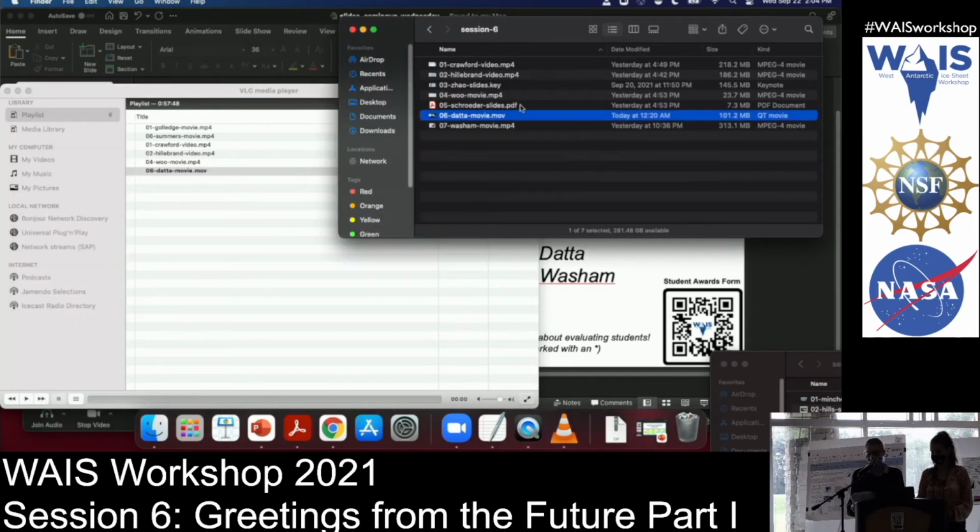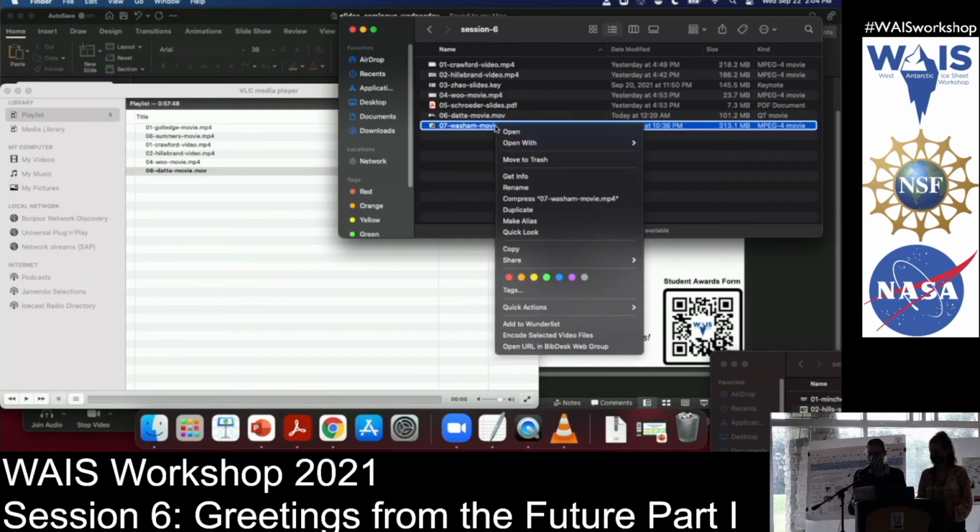Okay, and our final talk is going to be by Peter Washam on the evidence of recent ocean-driven grounding zone retreat at Cam Ice Stream Grounding Zone.